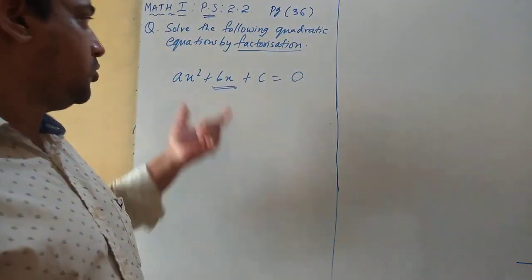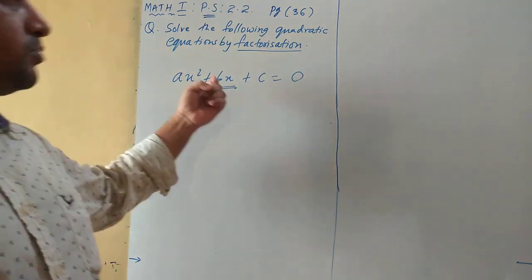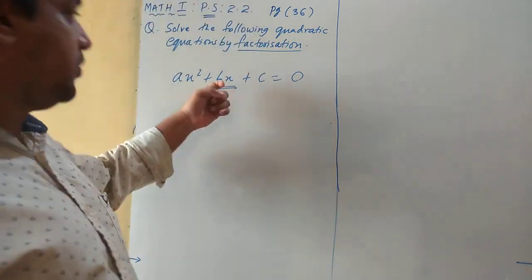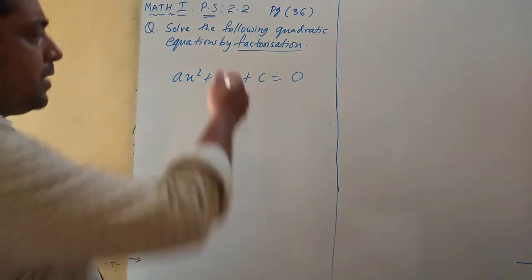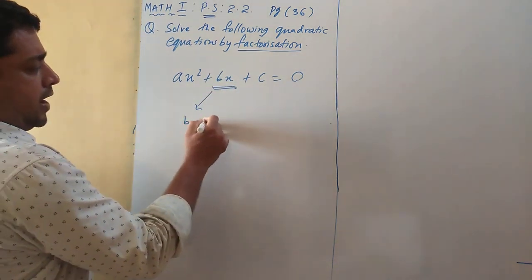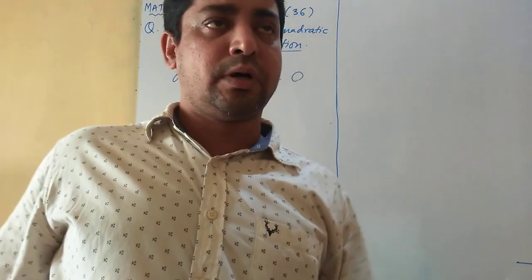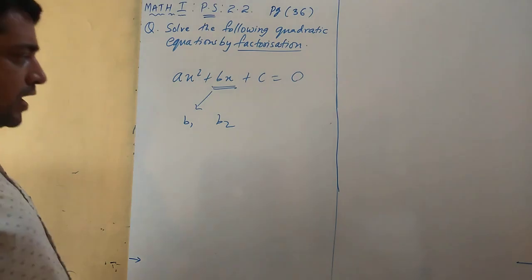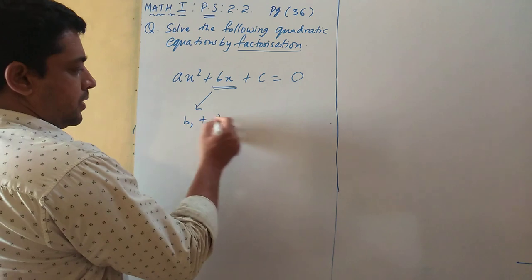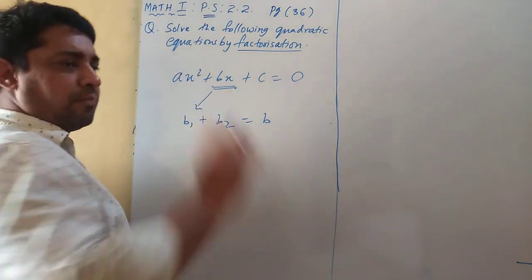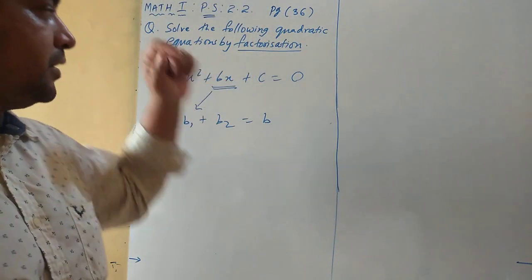Before you start, you should check whether it's in the standard form or not. Once you have checked that, you can split the middle term. The coefficient of the middle term is b here, so I'll write it as b1 and b2. I'll get two numbers such that when I add it, or even if I subtract it, I should get b. When I add or subtract, I should get the middle term.